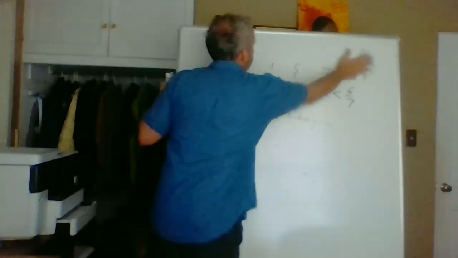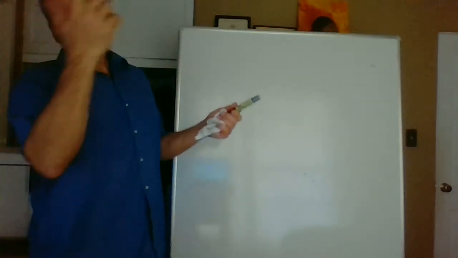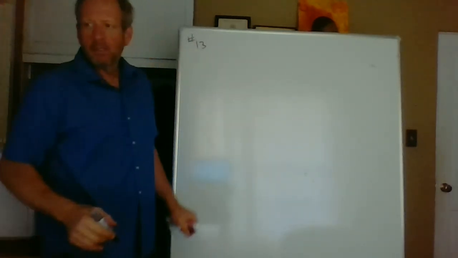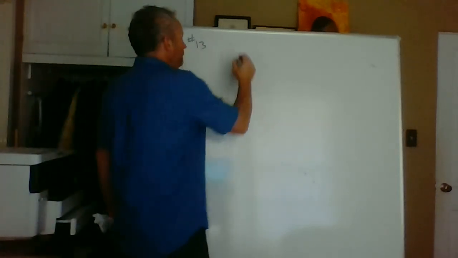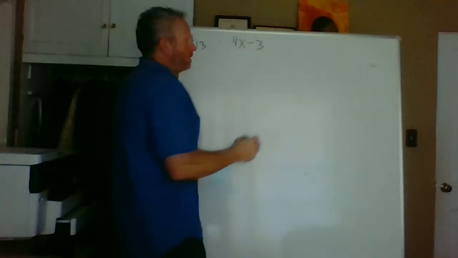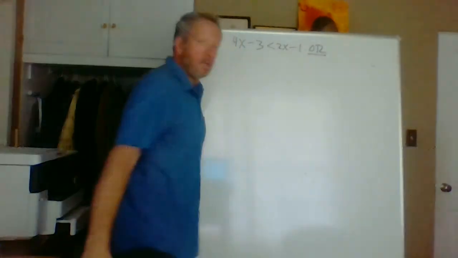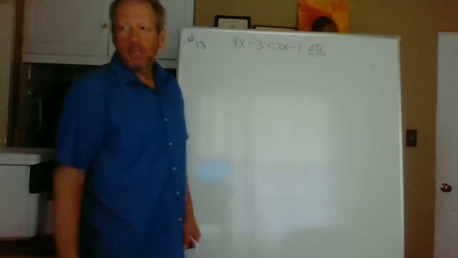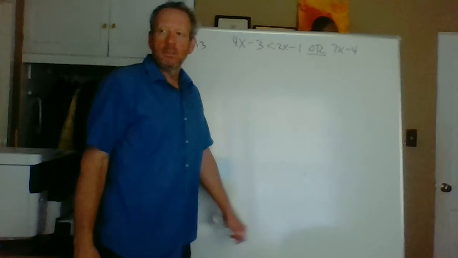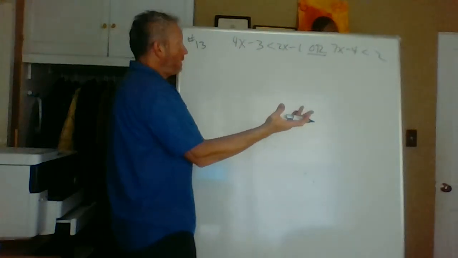Okay. Next problem, which was another compound inequality, but now connected by "or." So this is number 13. 4x minus 3 is less than 2x minus 1, or 7x minus 4 is less than 2. We'll solve each of these separately.